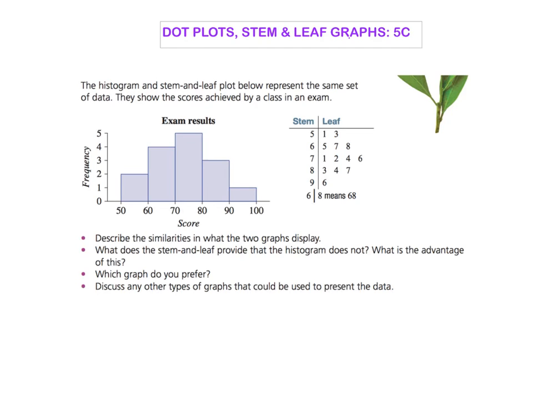Okay, so today we're doing dot plots and stem and leaf graphs. The dot plots we sort of saw yesterday when we were looking at histograms, because remember when we clicked on our list, it automatically created dot plots anyway. So we saw the dot plot. A histogram and stem and leaf plot below represent the same set of data. They show scores achieved by a class in an exam.